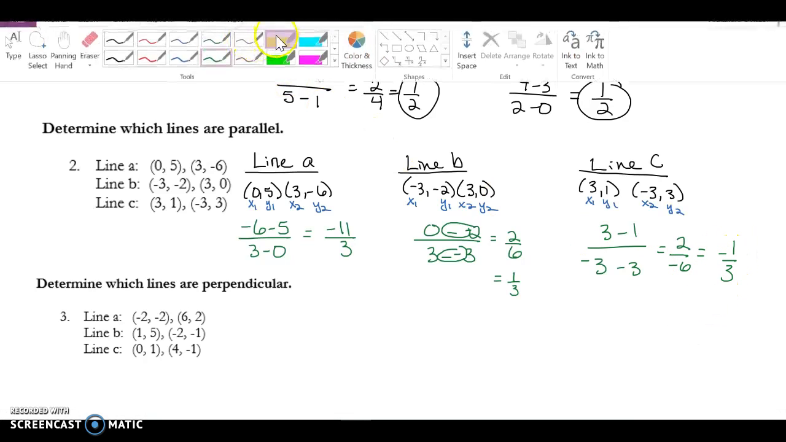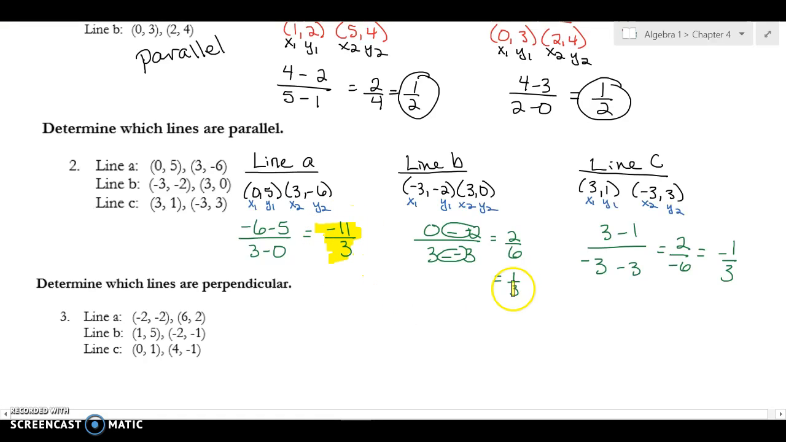And so I'm going to go back and highlight. I have -11 over 3, 1 over 3, and -1 over 3. To determine which ones are parallel, remember parallel slopes stay the same. If you notice, it could be these two, right? Because they're the same numbers. But this one has a negative. In order to be parallel, they both have to be the same, so they're either both positive or both negative. Because they're different signs, none of them are parallel.